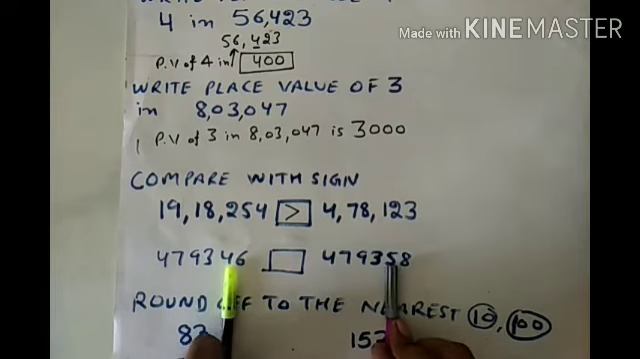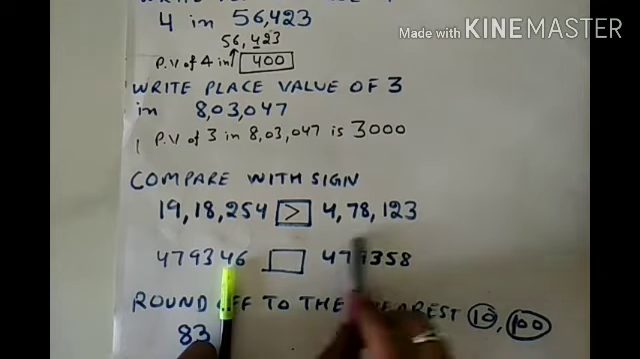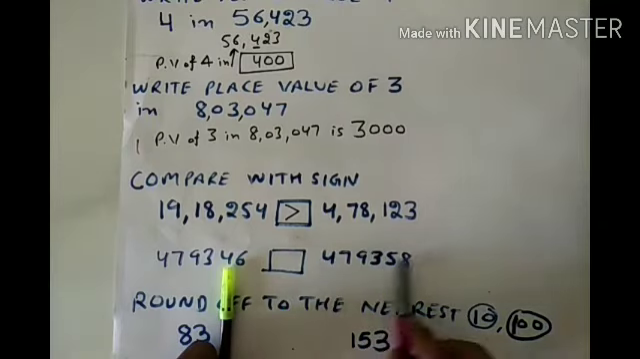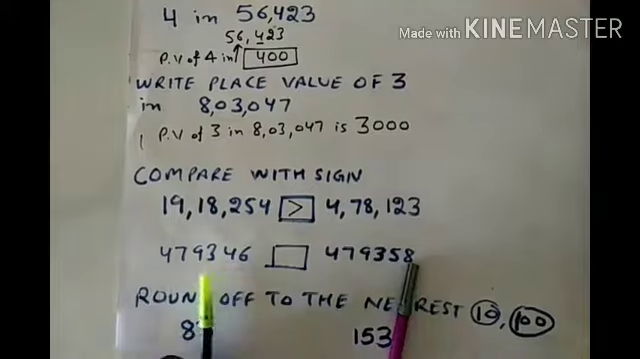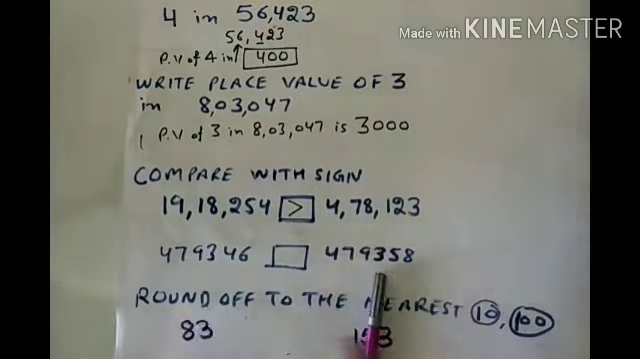Now 4 and 5. Here you will see the numbers in the same places are not the same. So which is greater here? 5 is greater here. Therefore, this number is greater than this number.